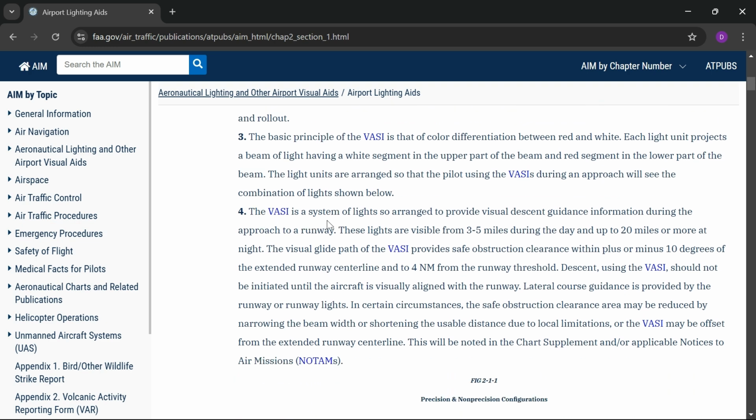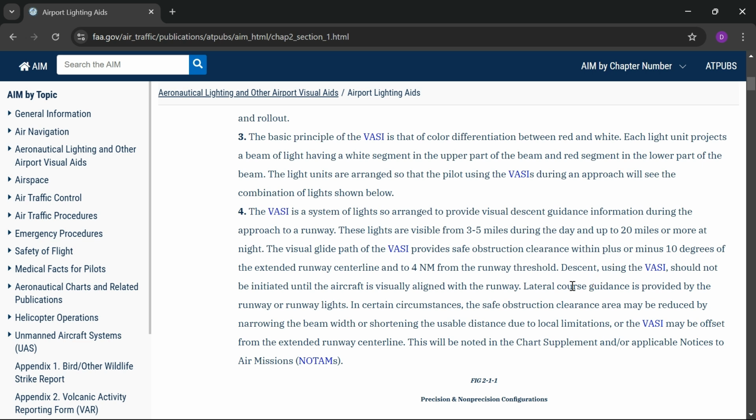The VASI is a system of lights so arranged to provide visual descent guidance information during the approach to a runway. These lights are visible from 3 to 5 miles during the day and up to 20 miles or more at night. The visual glide path of the VASI provides safe obstruction clearance within plus or minus 10 degrees of the extended runway centerline and to 4 nautical miles from the runway threshold.